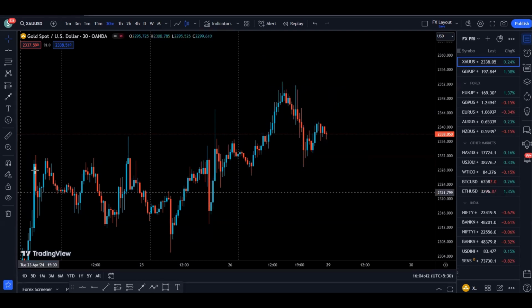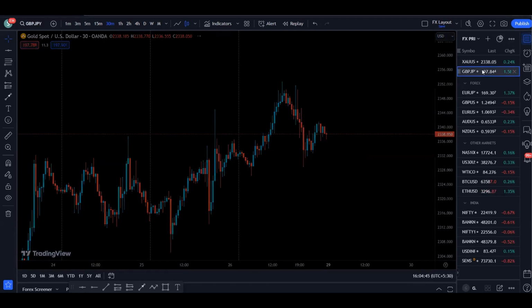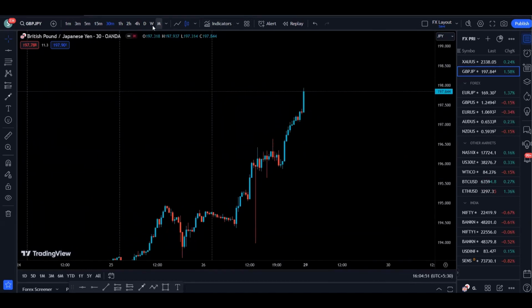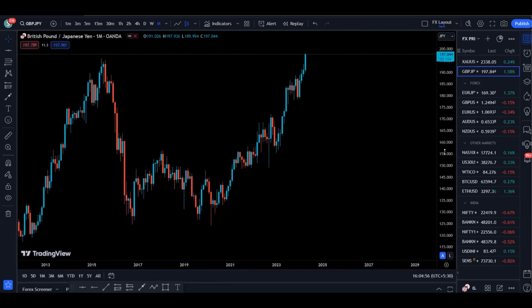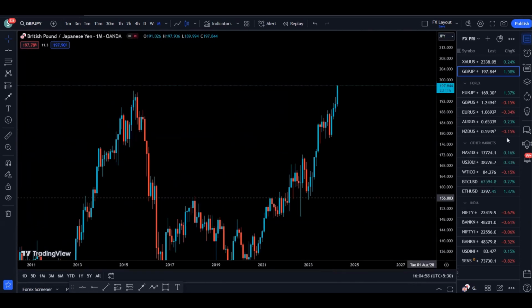Now let's go to our second pair, which is GJ. And the GJ, again, we are going to start our analysis with the monthly time frame. So now let's go to monthly time frame on the GJ, and as we can see on the monthly time frame, we are very much bullish because we are making higher highs and higher lows.